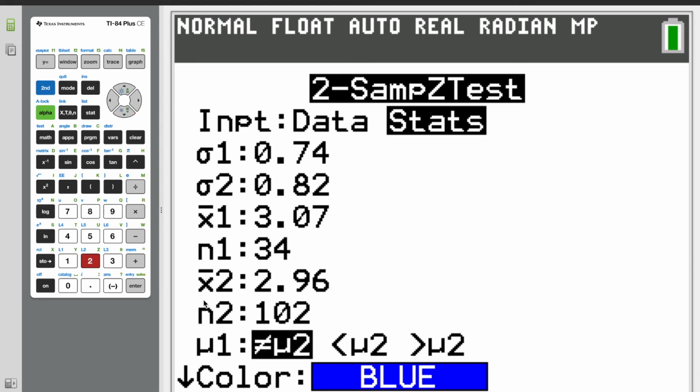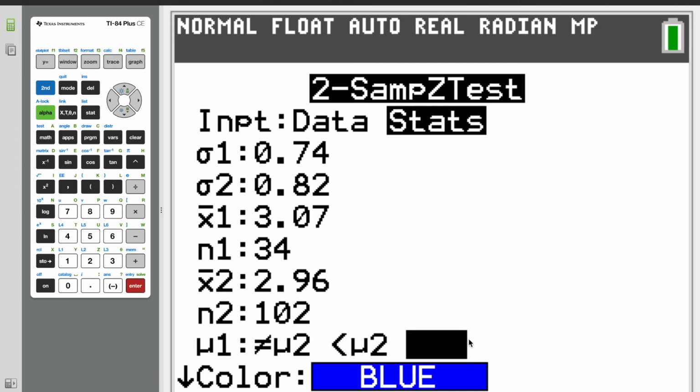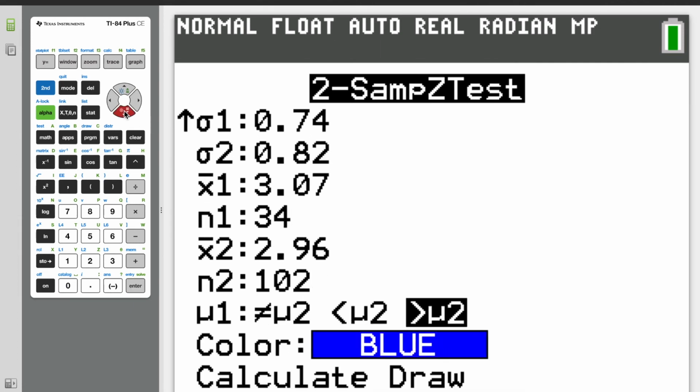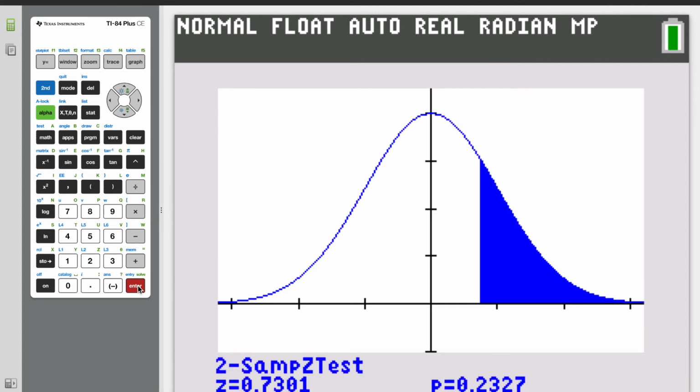And so once you've entered all of this information, we were conducting a greater than test, and so we're going to use the third option as our greater than option. And if you scroll down, we're just going to either use calculate or draw. I tell students draw is better because it gives you your test statistic as well as your p-value, and those are the only two numbers you need to report.